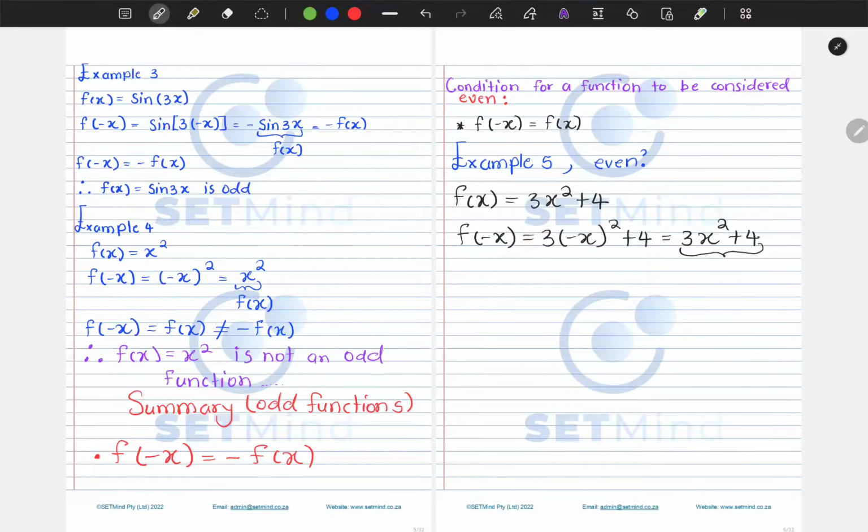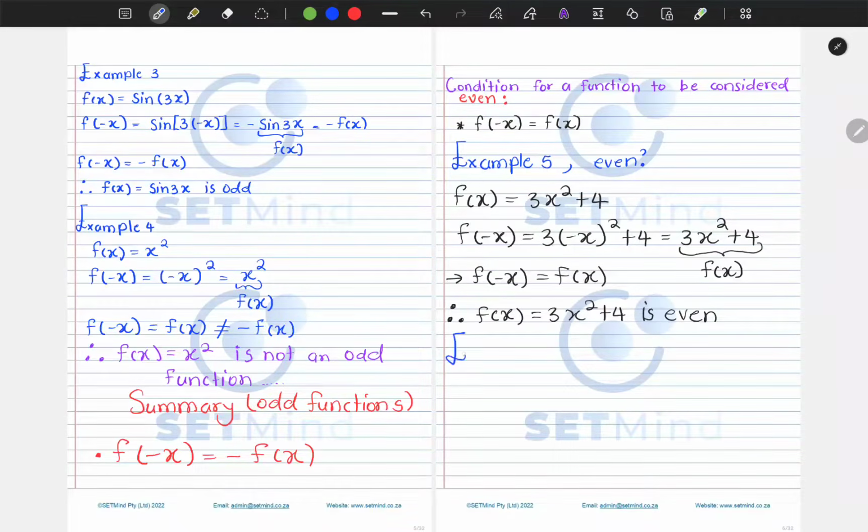And if you observe that, that is just as good as f of x. So as you can see, our f of negative x is the same as f of x. So what is our conclusion? Our conclusion is that f of x, which is 3x squared plus 4, is even. It is an even function.